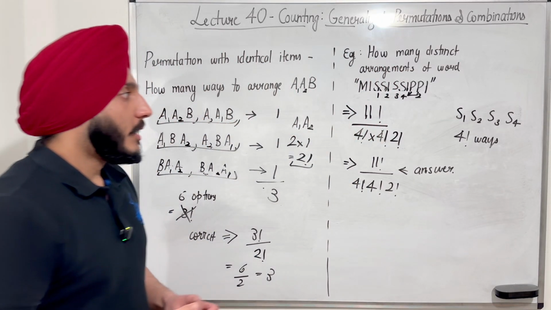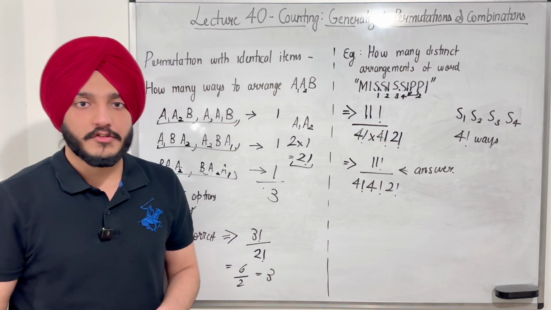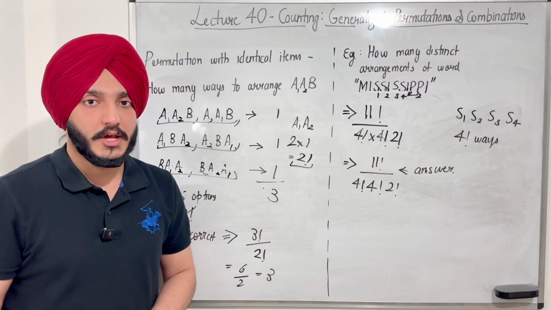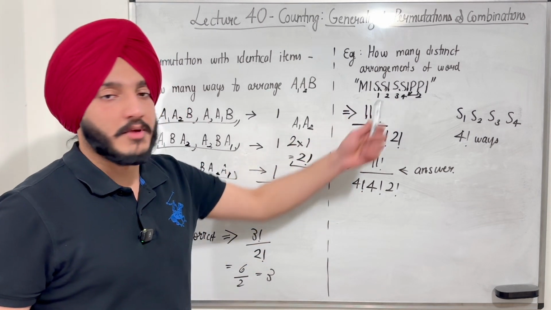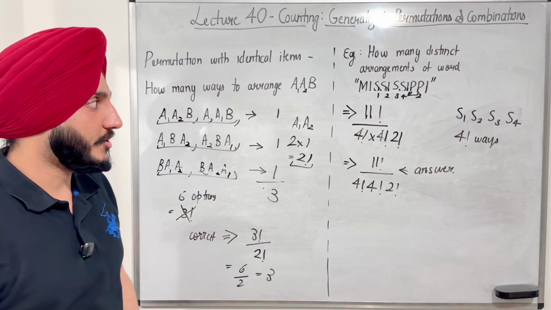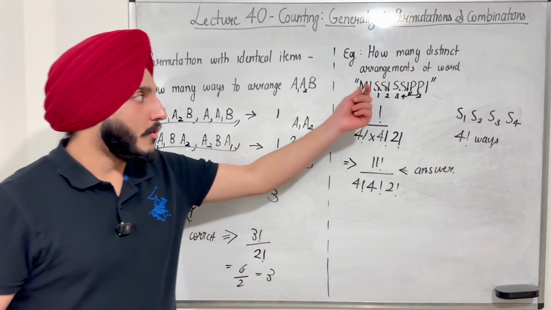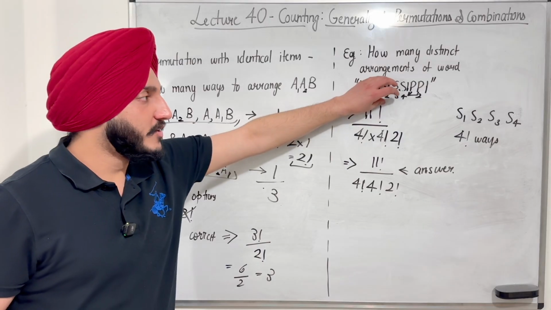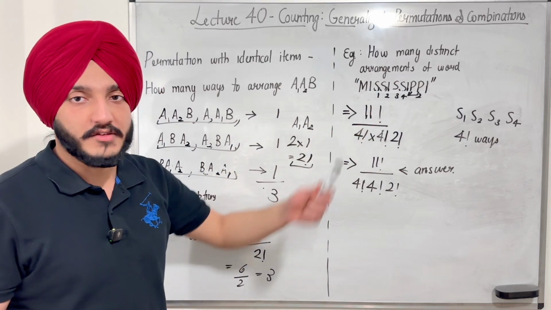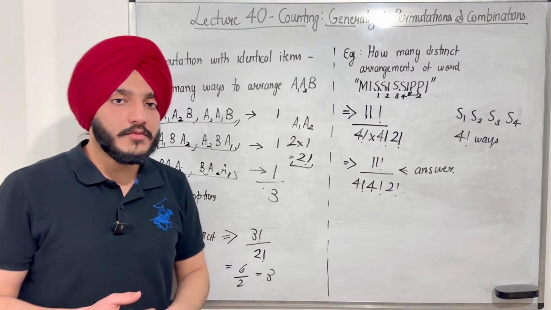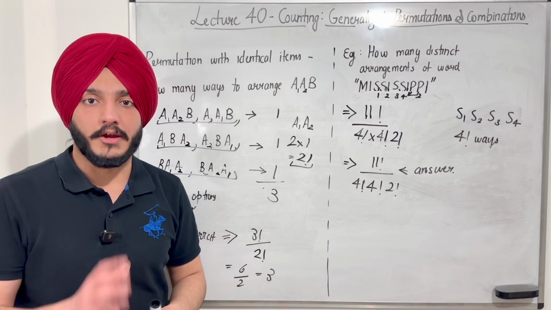Probably a bit tricky to understand. Let me just try to give a summary of this question once again. The idea is how many distinct arrangements are there of the word Mississippi? That's what the question is asking. Now, the problem in this question is that all of these letters are not distinct. They are different characters, I should say, in terms of when I gave you the numbers 0 to 9.